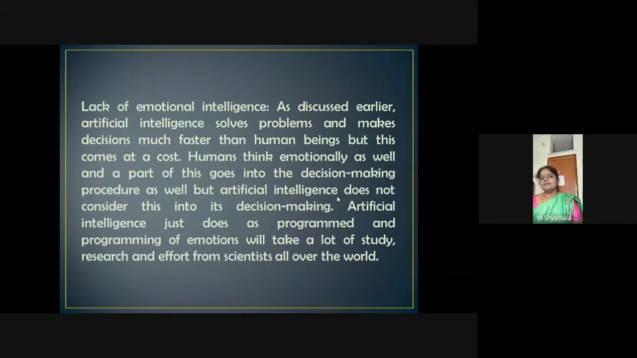And lack of emotional intelligence. If a human being is concerned, sometimes decisions are taken based on emotional feelings, but artificial intelligence doesn't have any emotional feelings. It will take decisions and problem solving solutions based on the programming given to the artificial intelligence.